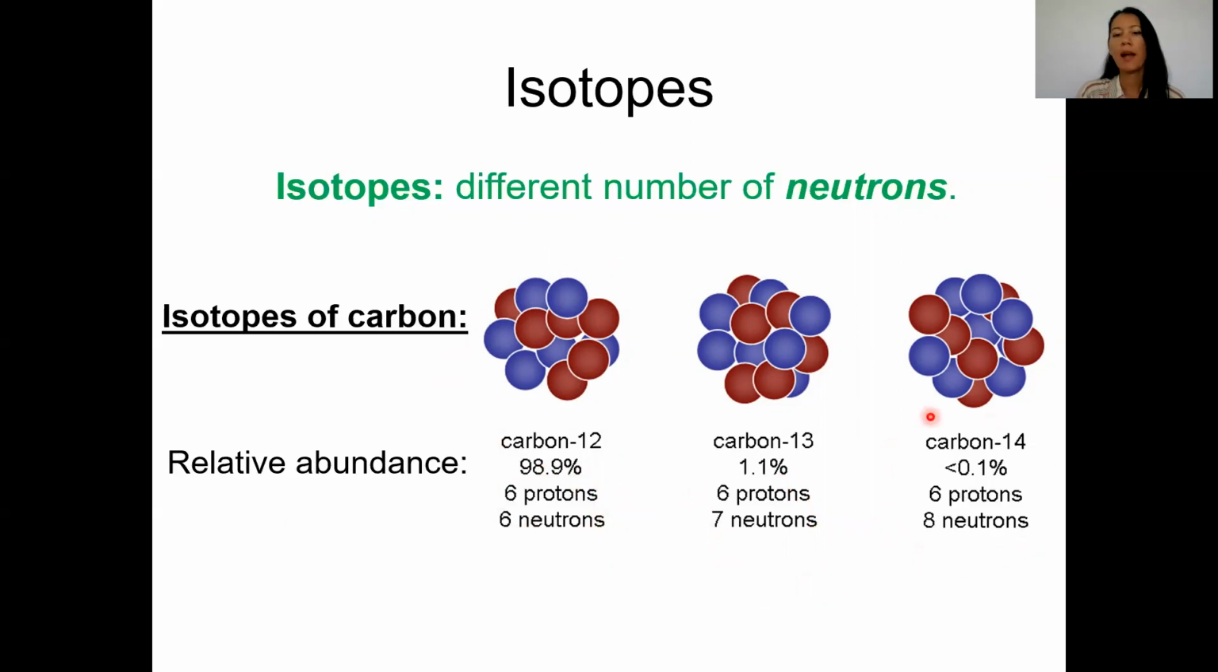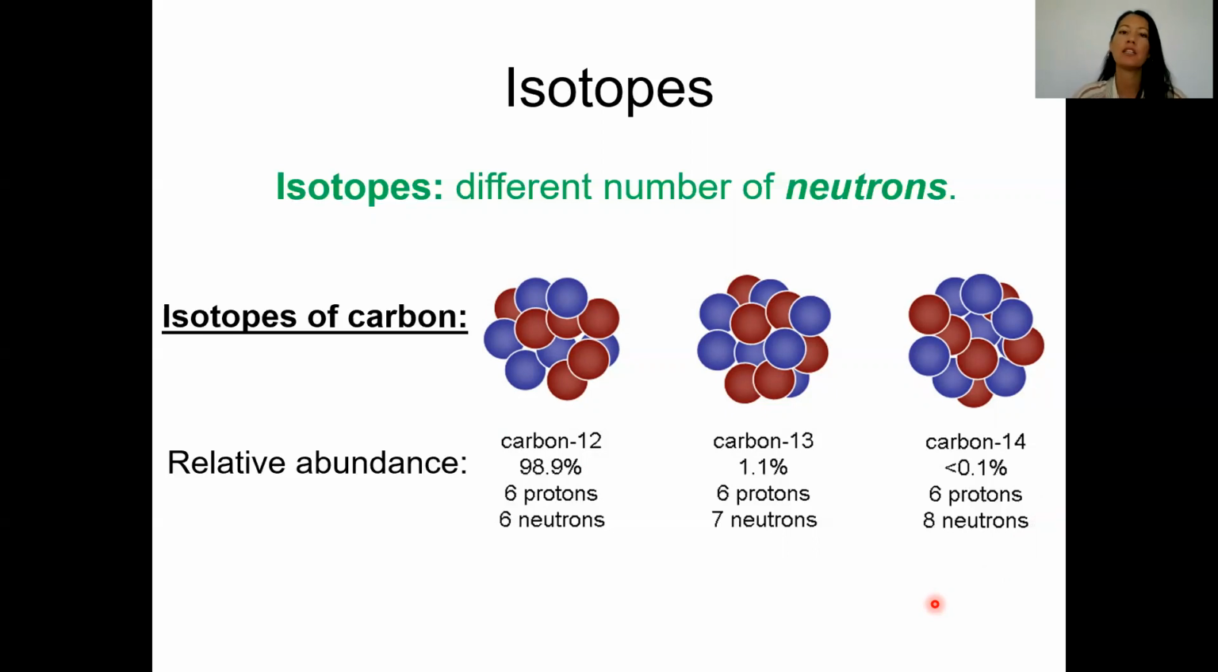This is actually radioactive. You can use this in radioactive dating. This has 8 neutrons. So what's interesting is, have you ever looked at the periodic table and seen that other number there? That's the mass number.